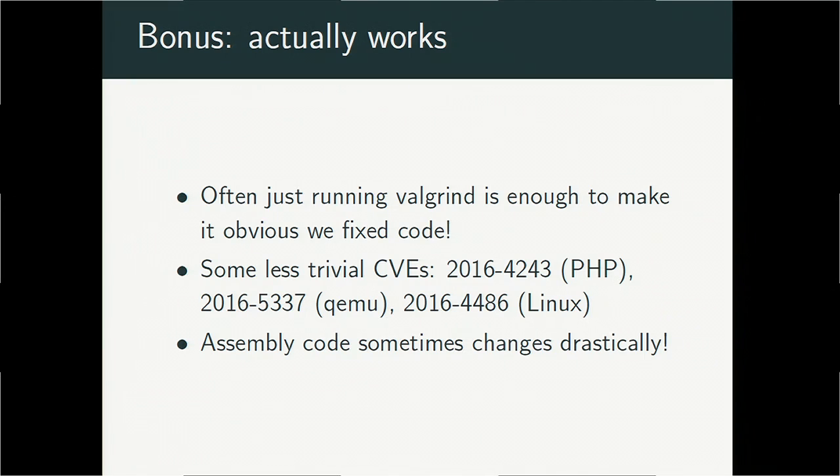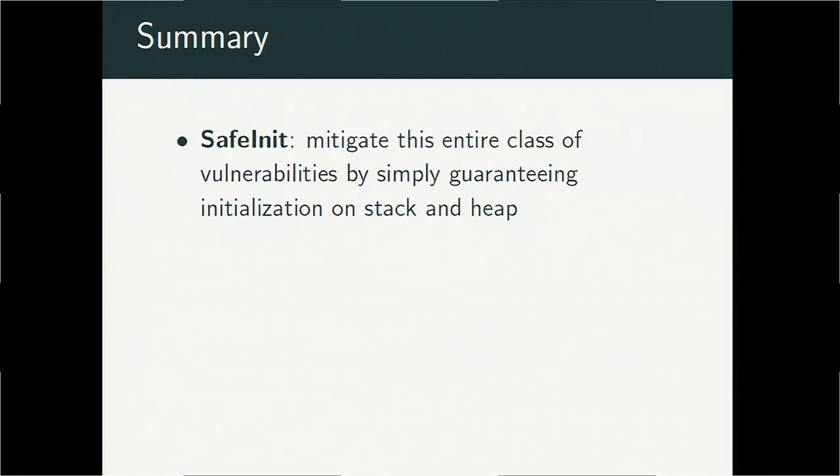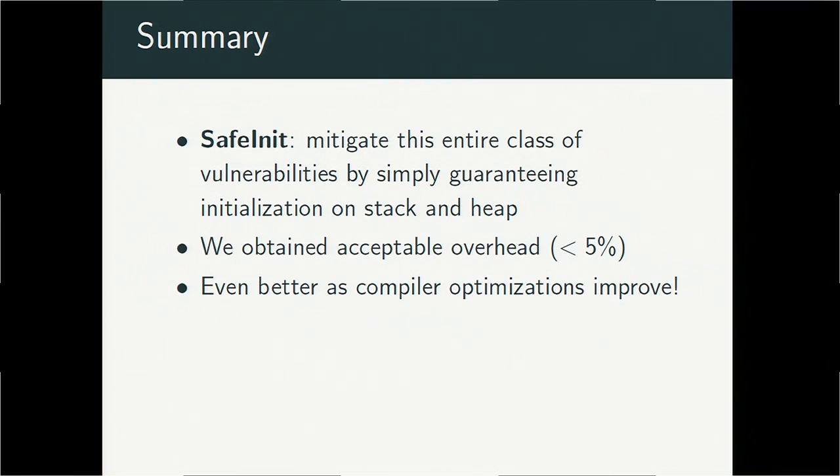So this is the question. Often you end up with performance improvements in micro benchmarks just because the compiler happens to do something different. So in summary, SafeInit just mitigates this whole class of vulnerabilities by just guaranteeing initialization everywhere. We attained acceptable overhead in almost every circumstance except if you're constantly doing protection faults. And the Linux, please don't do this.